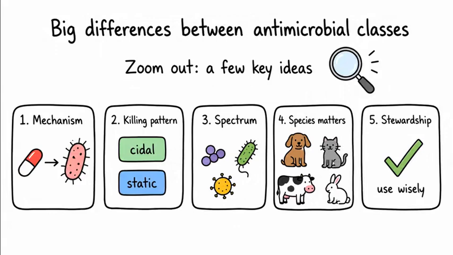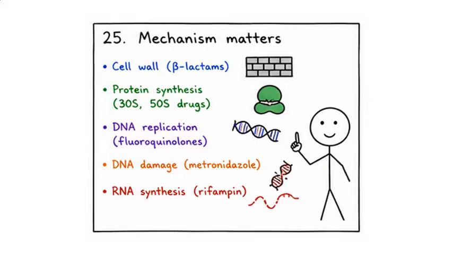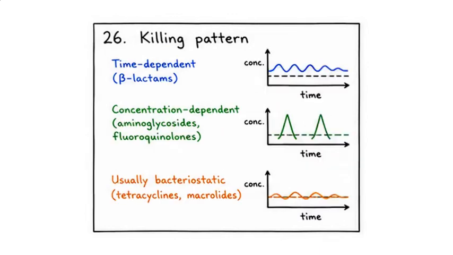So if we zoom out, the big differences between antimicrobial classes come down to a few ideas. First, mechanism matters. Beta-lactams attack the cell wall. Tetracyclines, macrolides, lincosamides, and aminoglycosides affect protein synthesis. Fluoroquinolones affect DNA replication. Metronidazole damages DNA in anaerobic conditions. Rifampin affects RNA synthesis.